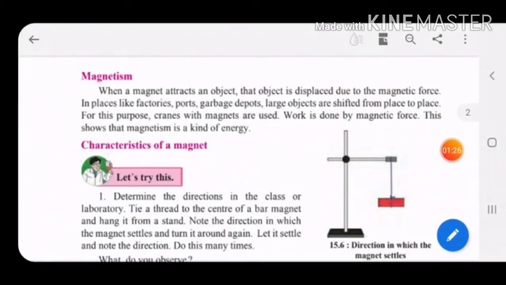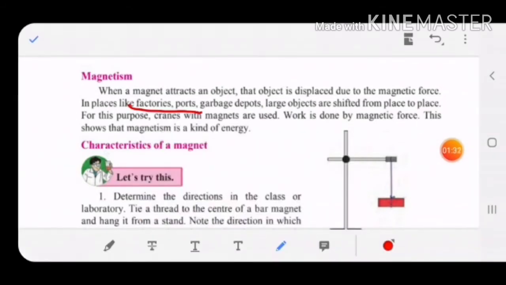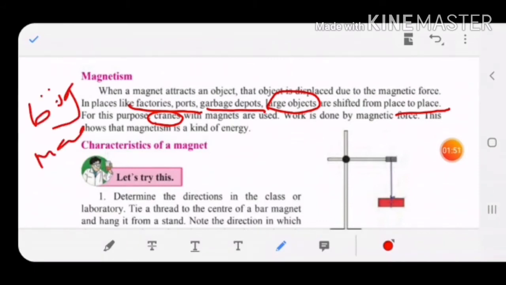For example, in places like factories, ports and garbage depots, there are large objects which are very difficult for a single man to pick up. These very heavy objects are shifted from one place to another. For that, different cranes are used. In those cranes, children, big magnets are fixed. Due to these magnets, magnetic force is applied on a large scale, and the heavy objects are shifted from one place to another in places like factories, ports and garbage depots.